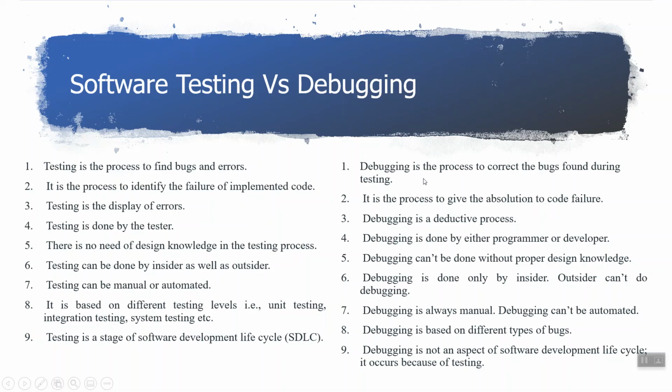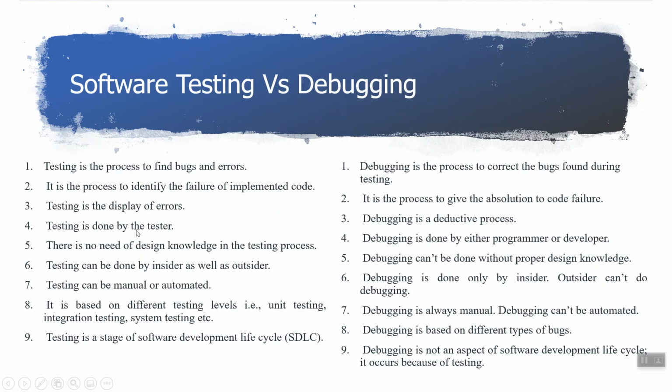And here debugging is the process to correct the bugs found during the testing. The bugs which we found during the testing, we use debugging to correct these bugs. The next one is testing is the process to identify the failure of implemented code, where debugging is the process to give the solution to the code failure. Third one is testing is the display of errors while debugging is a detective process.